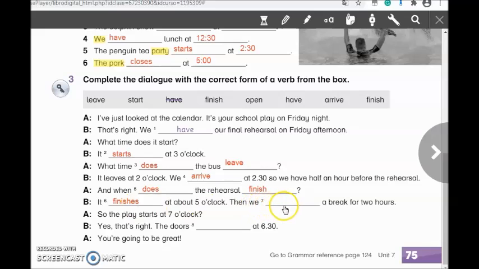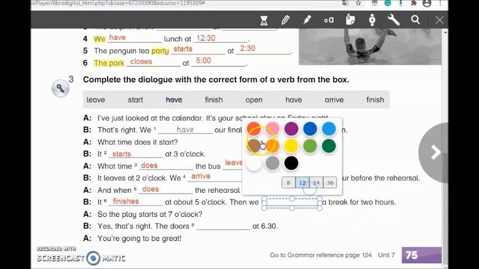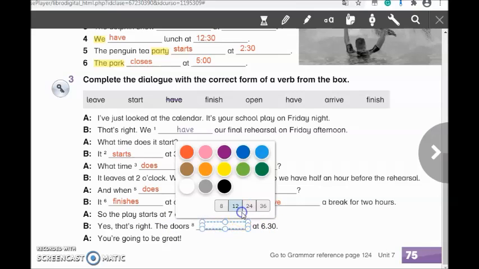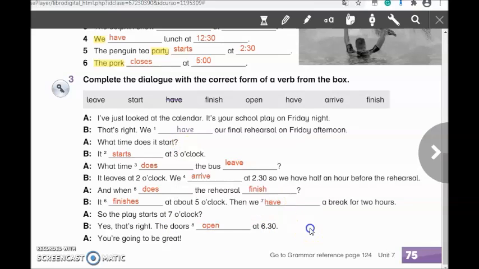Then we break for 2 hours. Excellent, girls. We have. So the play starts at 7 o'clock. Yes, that's right. The doors at 6:30. The correct verb here is, good girls, open. And look at here, we didn't add anything to the verb because the subject is plural. You are going to be great.